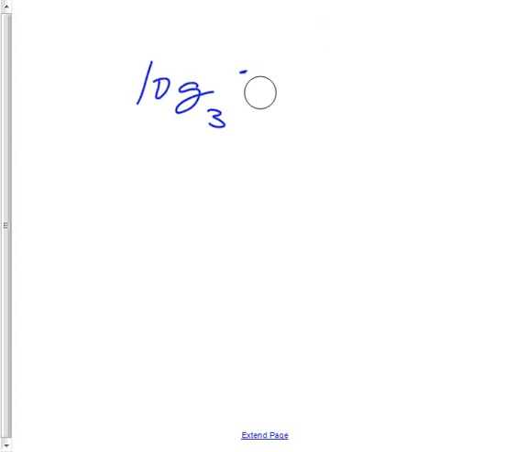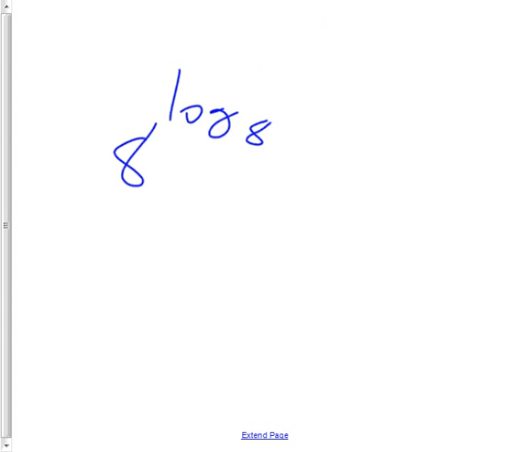You getting this? Next one, let's say it's 8 to the log base 8 of 12. What's the answer? 12. If these two are the same, yeah. Okay, I'll prove that one to you, and that would be a good test question.